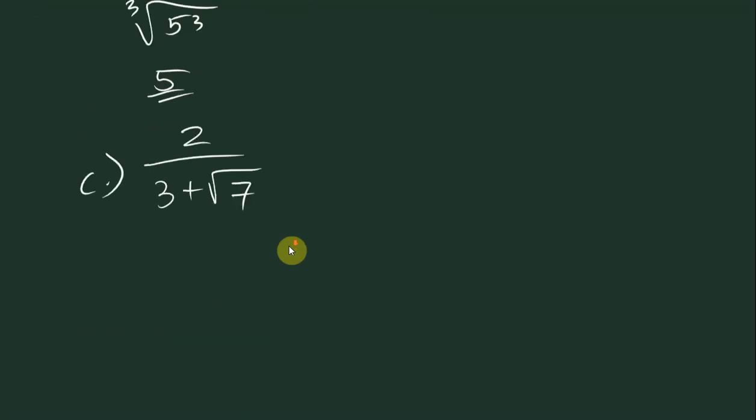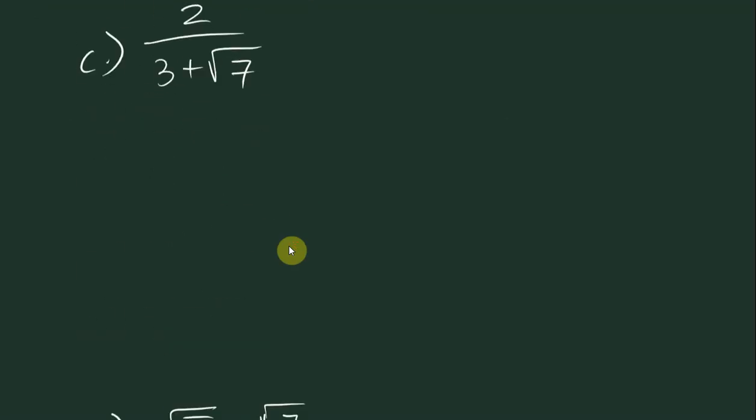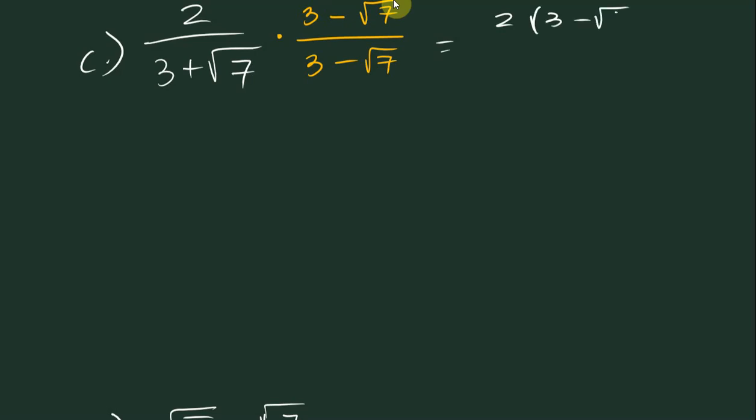Let's just remember the properties of radicals. And then for this particular example, we have 3 plus the square root of 7. So what's the technique here? We will multiply it by its conjugate. The conjugate is simply 3 minus square root of 7. If you remember our product of polynomials, for this particular example, we will get 2 times 3 minus square root of 7 over 3 squared, right?